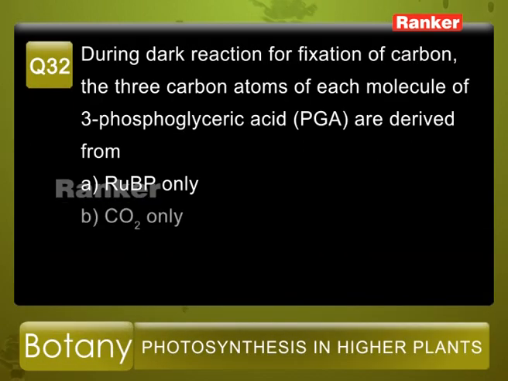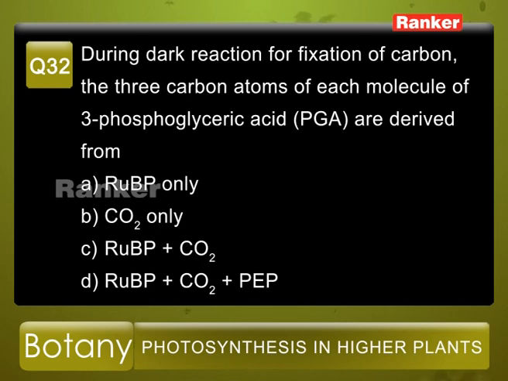Question number 32. During the dark reaction for fixation of carbon, the 3 carbon atoms of each molecule of 3-phosphoglyceric acid, that is PGA, are derived from. The given options are A. RuBP only, B. Carbon dioxide only, C. RuBP plus carbon dioxide, and D. RuBP plus carbon dioxide plus PEP.